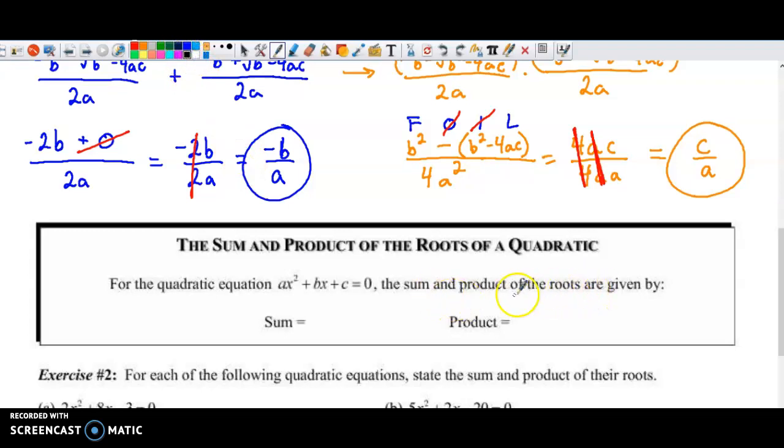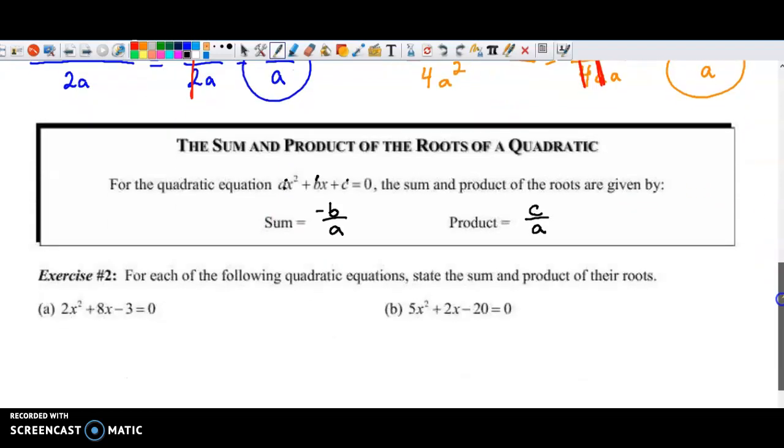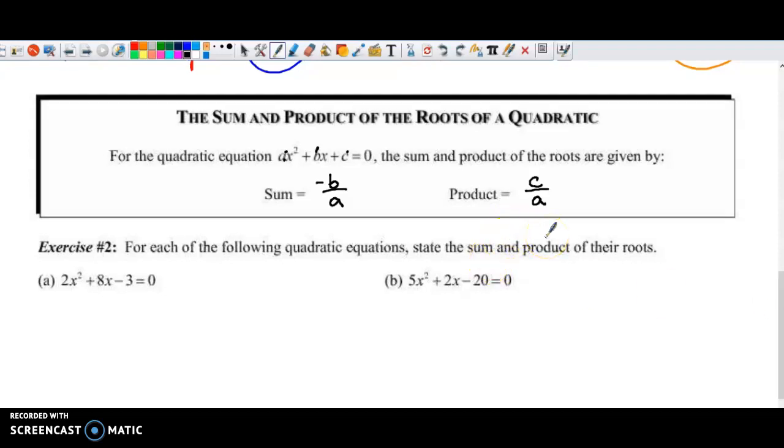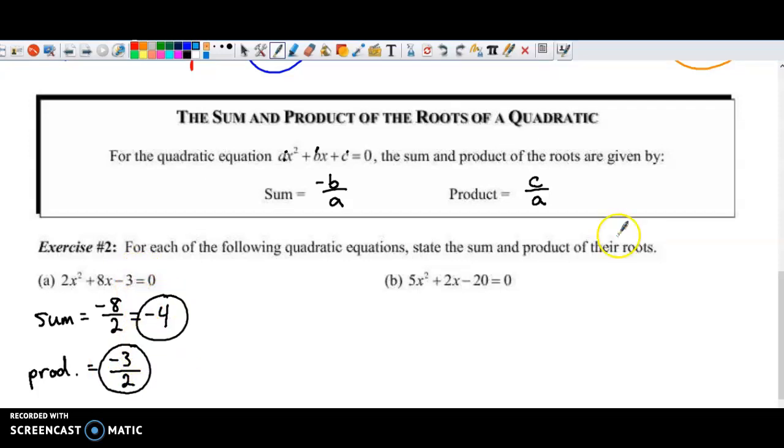So based off of a quadratic, let's just write down these rules. The sum of the two roots is negative b over a, so this number divided by this number, and then the product of the two roots is this number divided by that number, c divided by a. So without even doing the problem, we can quickly find the sum and the products of these two roots just by following that formula. So the sum of the two roots has to be negative of 8 divided by 2, which gives me negative 4. And then the product of those two roots needs to be the c value, which is negative 3, divided by the a value of 2.